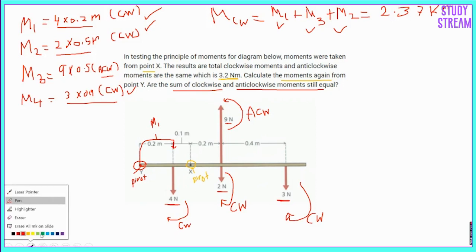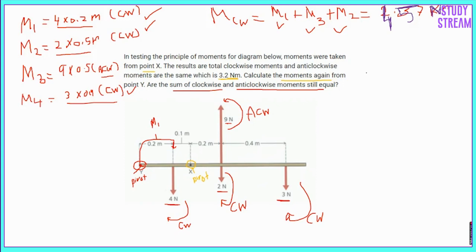So I don't know why. I think Nada said 2.37. I did 1, 2, and 4, not by 3. That's why. Okay. So now the answer should be 4.5. Yes, actually. And this is Newton meter, sorry. Not K. Yeah, Newton meter, this is 4.5.